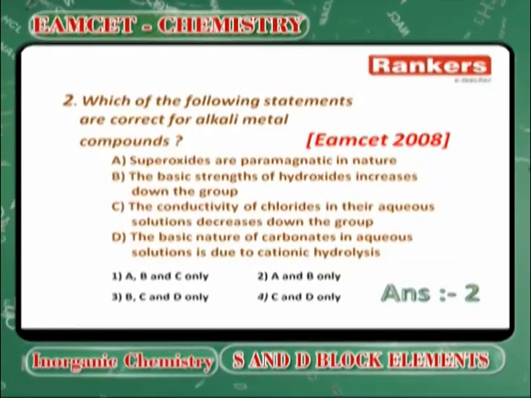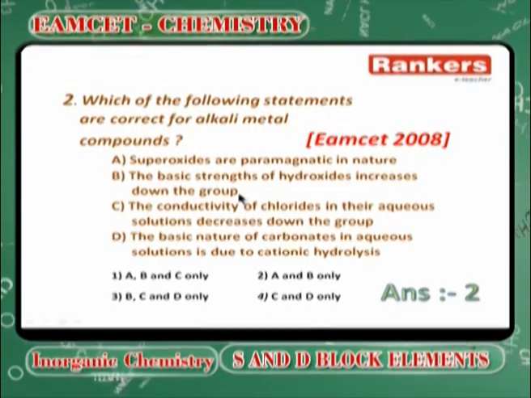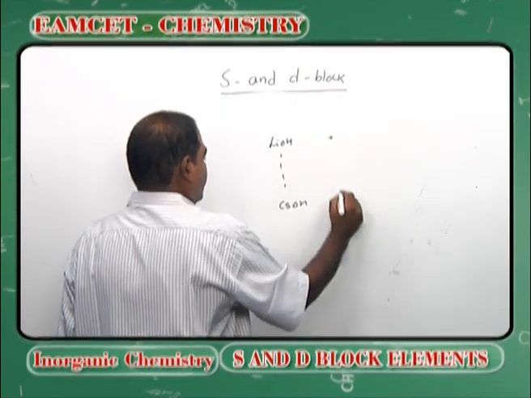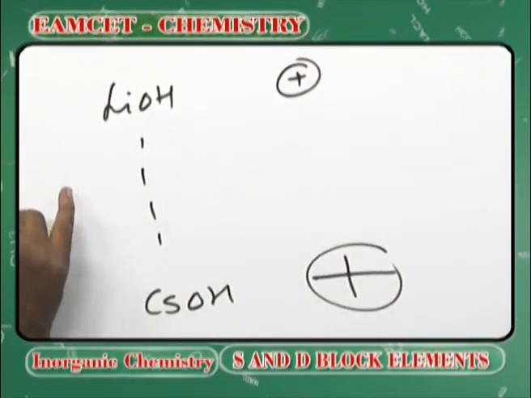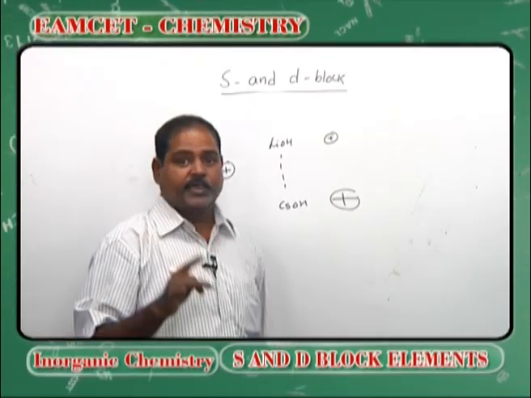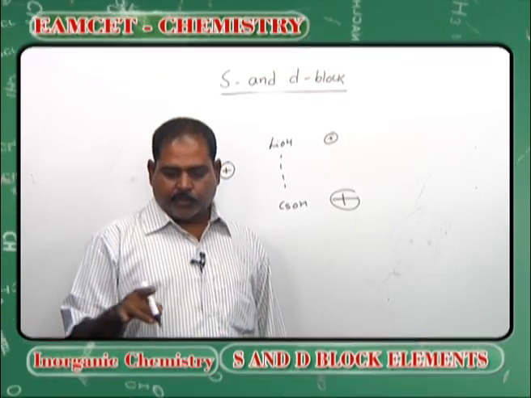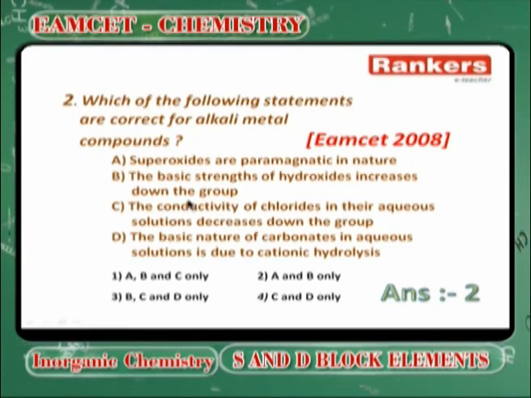The basic strengths of hydroxides increase down the group. LiOH to CsOH, top to bottom, what happens? Electropositivity increases. So, oxides and hydroxides are more basic. Top to bottom, basic strength of hydroxides increases, that is correct. So, A is correct, B is correct.